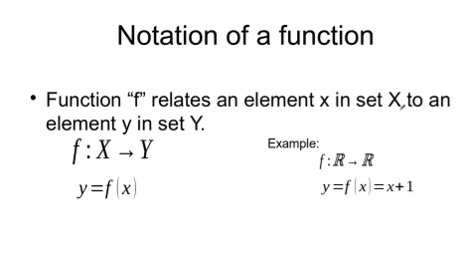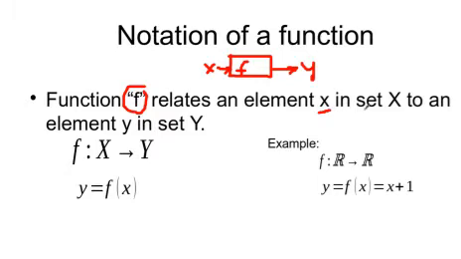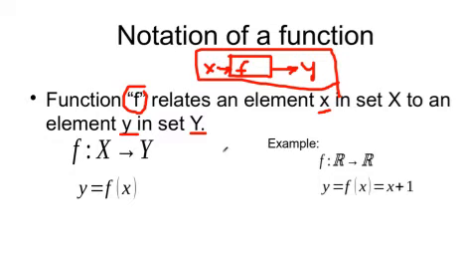So the notation of a function, this is how we represent the function f, right? As I told you earlier, what does a function do? A function maps a certain x to a certain y, right? X goes into this black box and the function will put it out as y, right? So function f relates an element x in set X to an element y in set Y. So this picture is represented by using algebraic notations.